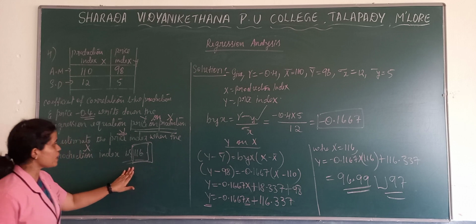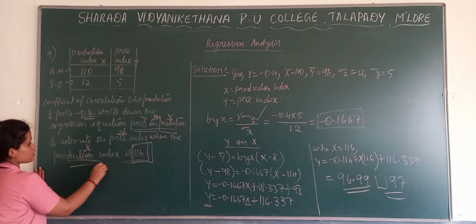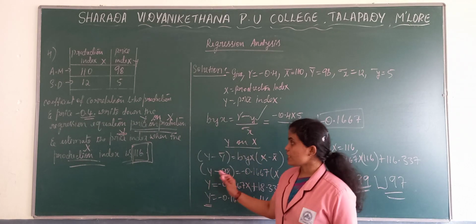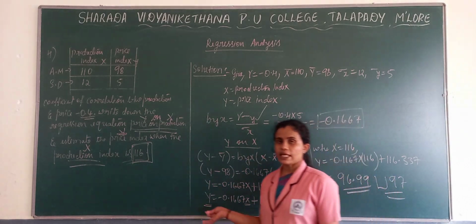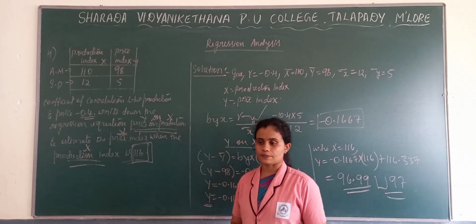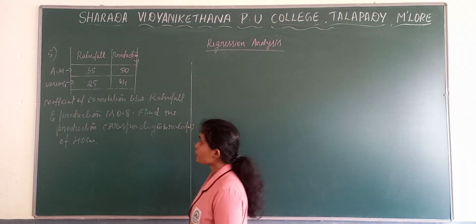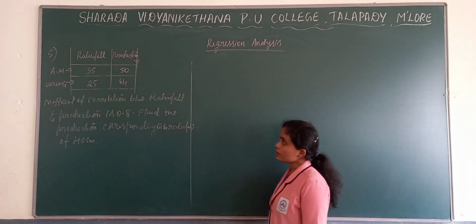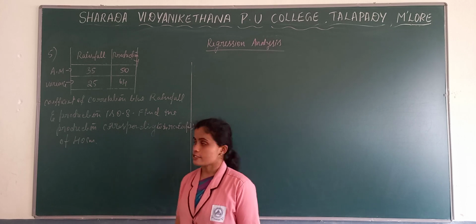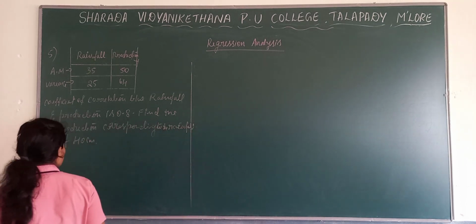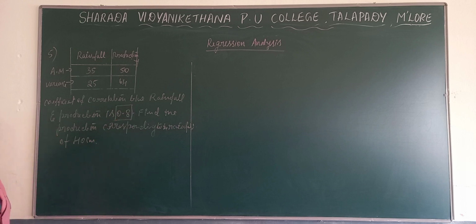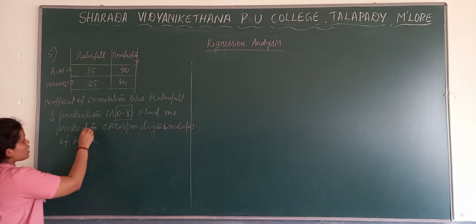So here they have provided the value of production index. Production index is the value of x. Now, we'll see a similar kind of one more problem. Then we can conclude with today's class. Now, we'll see the last problem in today's session. That is rainfall and production is given, and arithmetic mean and variance. Now here coefficient of correlation between rainfall and production is 0.8. Find the production.